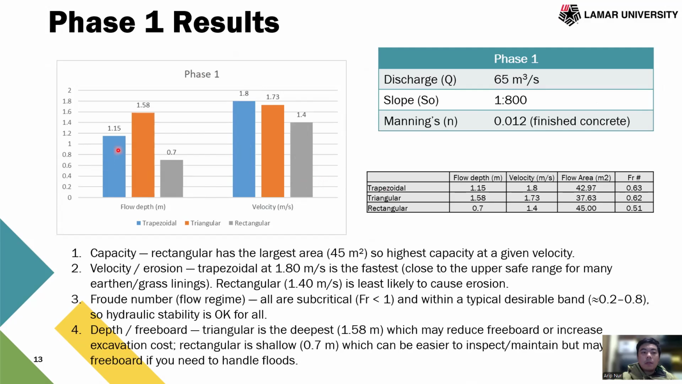And for the flow depth, triangular, the orange, is the deepest with 1.58 meters, which may reduce the freeboard or increase the excavation cost. And rectangular is the shallowest with 0.7 meters, which can be easier to inspect or maintain, but may be a problem for freeboard if you need to handle floods.